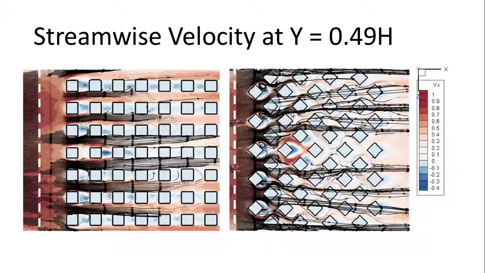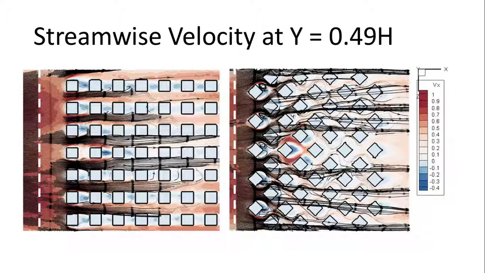We'll now look into the flow characteristics. This is the iso contours of the streamwise velocity, the x velocity, at y equals 0.49h, which is approximately the mid-height of the short building. The streamlines are also released at the same height. In the 0 degree case, we can see how the incoming flow is moving relatively smoothly down the boulevards, in between the spaces between the buildings.